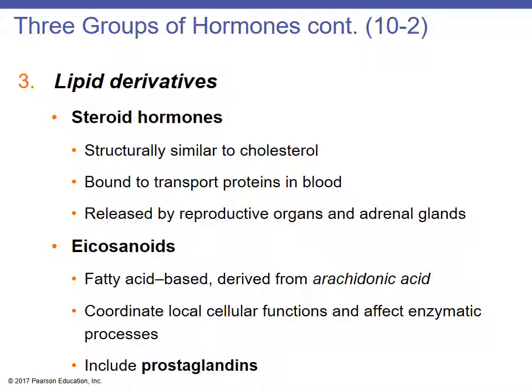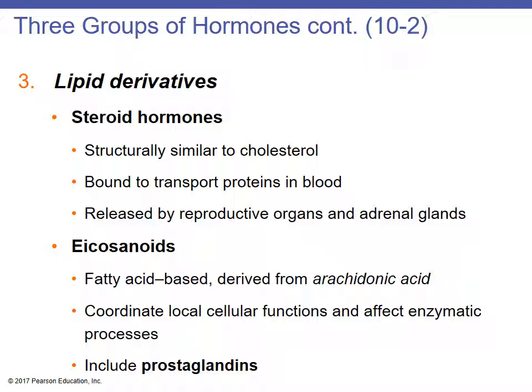An important class to know about is what we call the steroid hormones. These are structurally similar to cholesterol. Because they're structurally similar to cholesterol and they're lipid derivatives, they can pass right through cell membranes, so cells pick these up really easily. Usually they have to be bound to some type of transport protein in order to make it around the circulatory system without being absorbed by all the cells in the direct proximity where it's produced. They're oftentimes released by things like the adrenal glands and reproductive organs, the reproductive organs being a secondary type of endocrine organ.